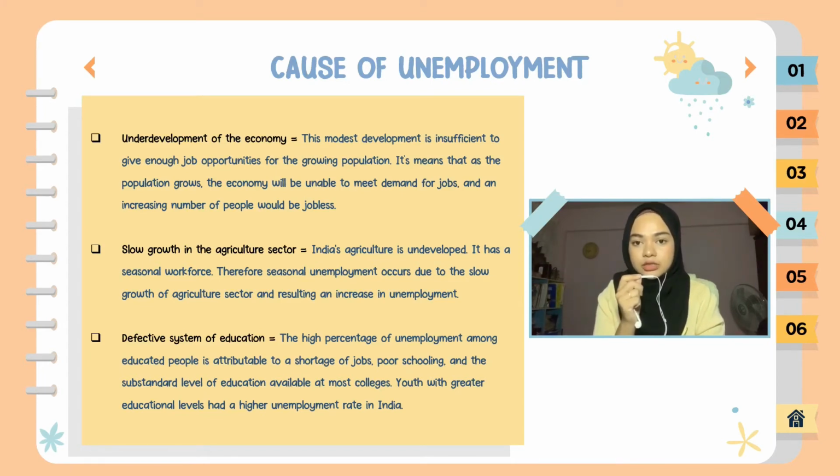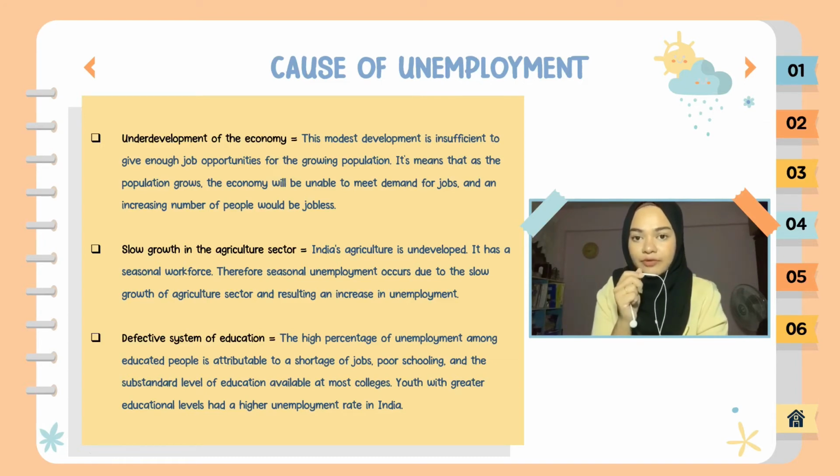The second cause of underemployment in India is slow growth in the agriculture sector. India's agriculture is underdeveloped. It has a seasonal workforce. Therefore, seasonal unemployment occurs due to the slow growth of the agriculture sector, resulting in an increase in underemployment.